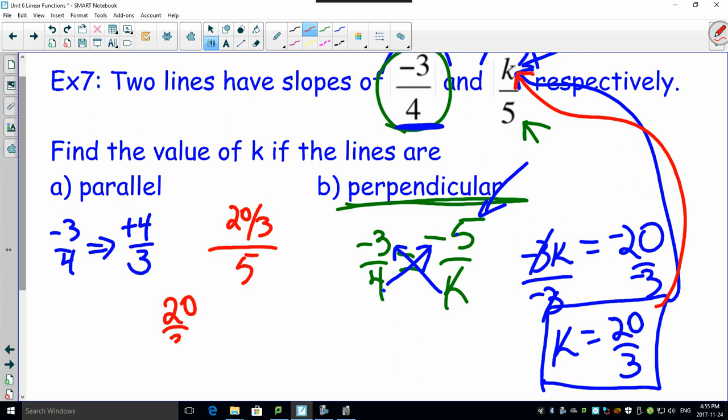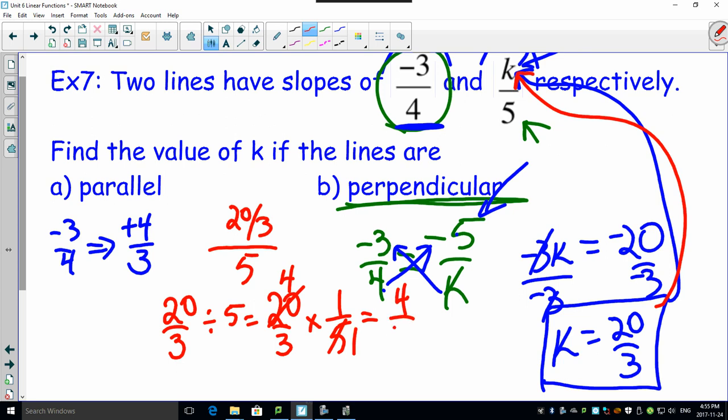20 over 3 divided by 5 is the same as saying 20 over 3 times 1/5. And of course, 5 goes into 20 4 times. 4 times 1 is 4. 3 times 1 here is 3. And look at that. I got the perpendicular slope. Perfect. The one I was looking for.